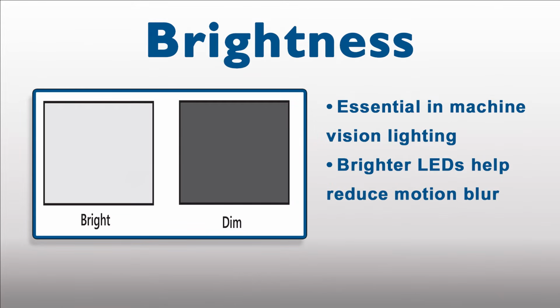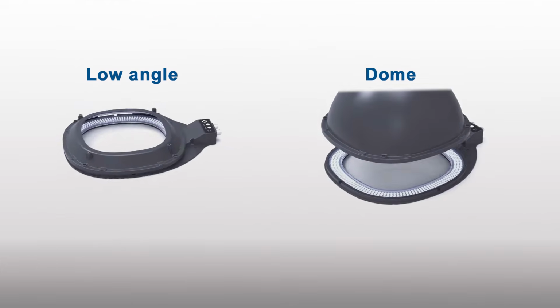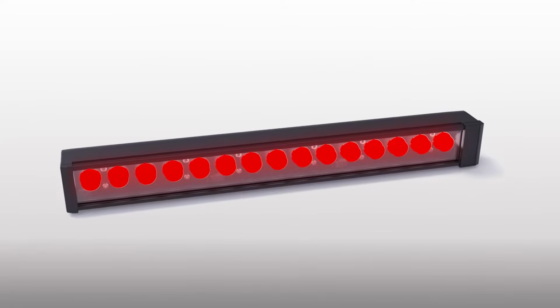Brightness is essential in machine vision lighting. System designers can create more robust systems using brighter LEDs and reduce motion blur as a result. These new lights from WenglorTPL are engineered to run efficiently while giving off maximum output.